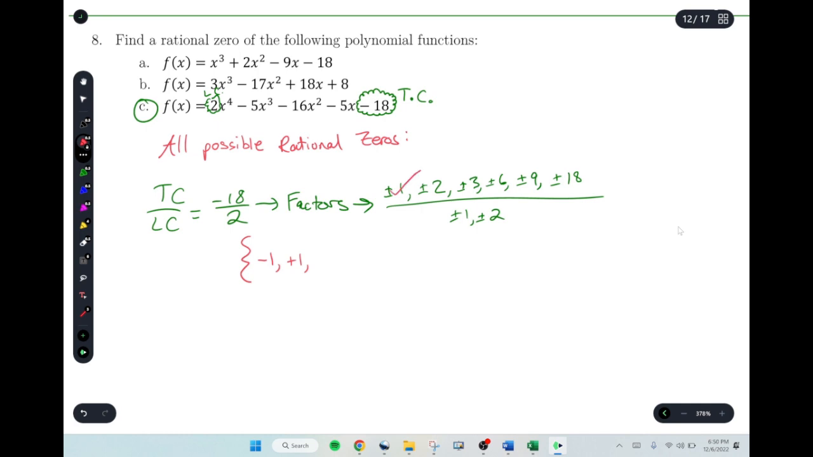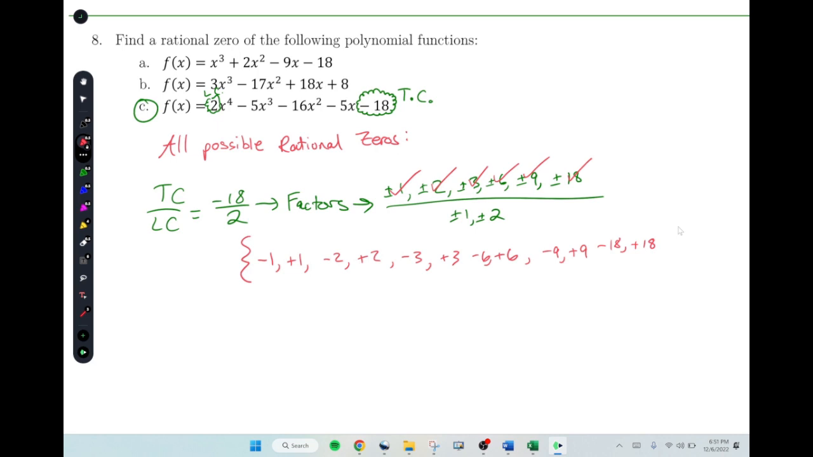Check. -2, +2. Check. -3, +3. Check. -4, +4. Whoa, what? There's no 4. -6, +6. Check. -9, +9. Check. -18, +18. Check. But that's only half of them. You know what the other half is? That's only the ones that are over 1. Check the one on the bottom.